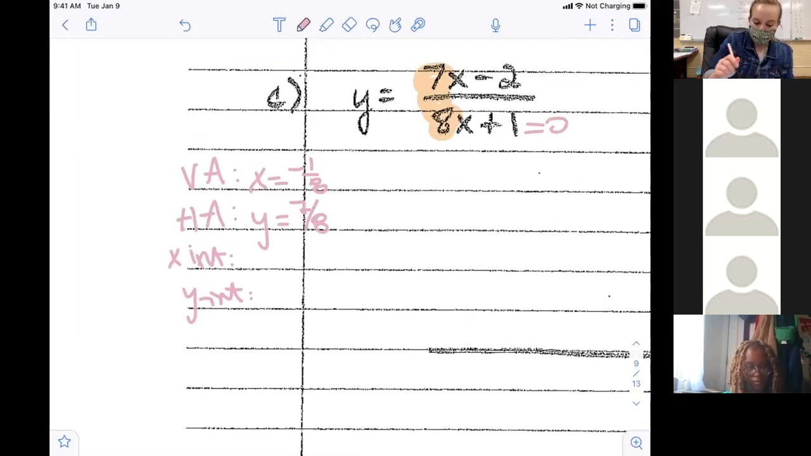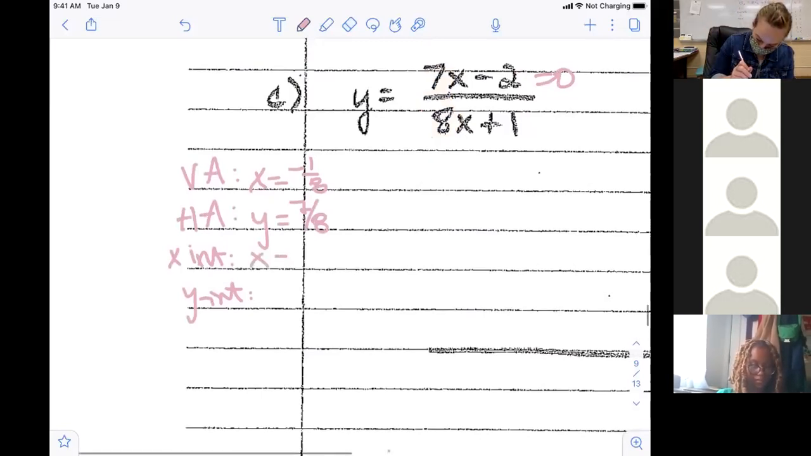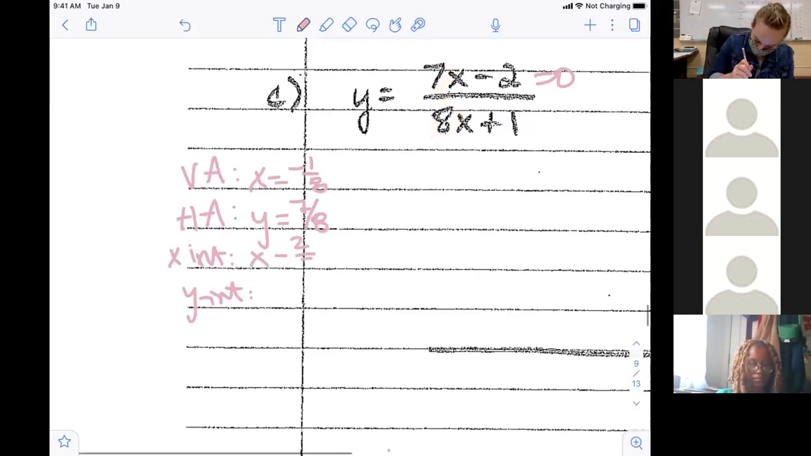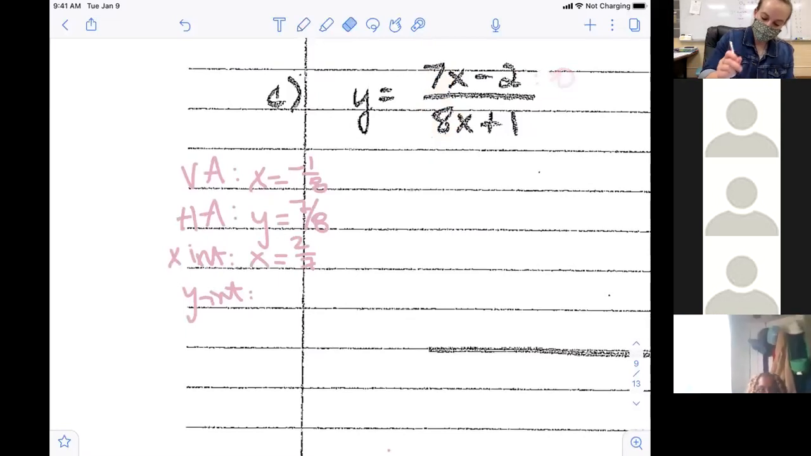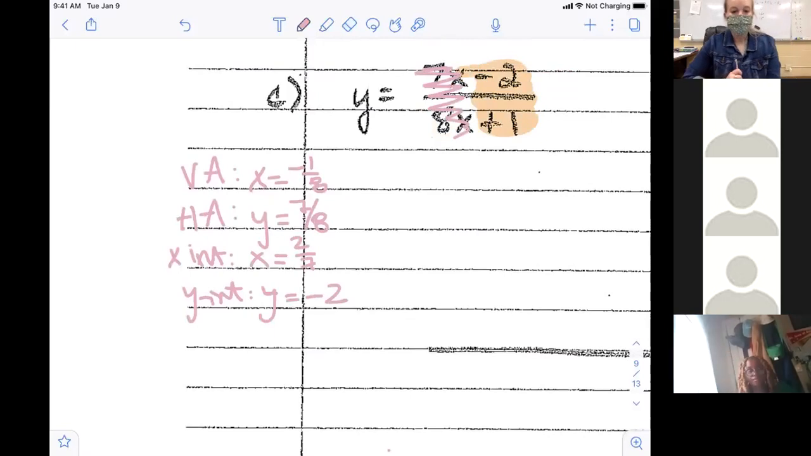My x-intercept is where you set the numerator equal to 0. So 7x minus 2 equals 0. Add 2, divide by 7. I get 2/7 is my x-intercept. And then my y-intercept is where I just look at the constants, which is negative 2 divided by 1. And negative 2 divided by 1 is just negative 2.